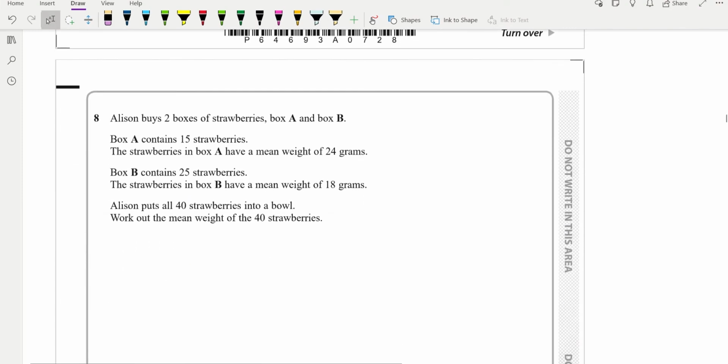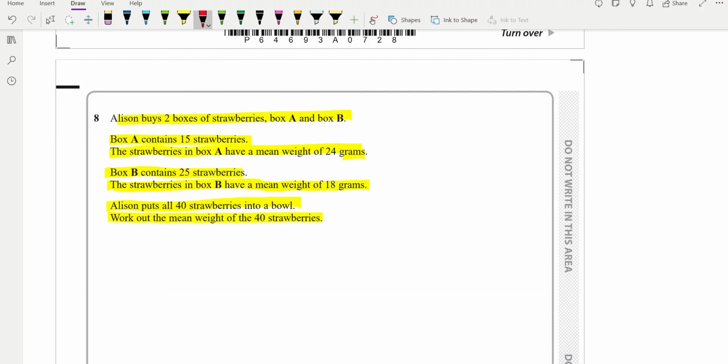Now we can move to question number 8. Question number 8 says Allison buys 2 boxes of strawberries, box A and box B. Box A contains 15 strawberries, and the strawberries in box A have a mean weight of 24 grams. Box B contains 25 strawberries, with a mean weight of 18 grams. Allison puts all 40 strawberries into a bowl. Work out the mean weight of the 40 strawberries.